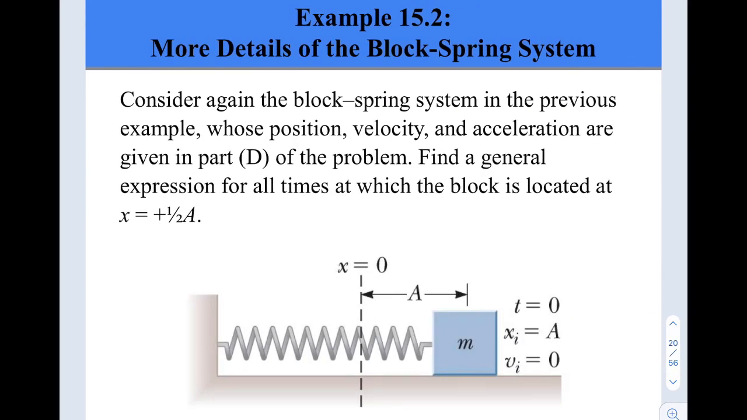And now, example 15.2. Consider again the block-spring system in the previous example. The same, but now whose position, velocity, and acceleration are given in part D of the problem. So we're going to take the information from part D of the 15.1 example. Find a general expression for all times at which the block is located at x equal to plus or minus half of A. It's not reaching the A, it's halfway to the A.